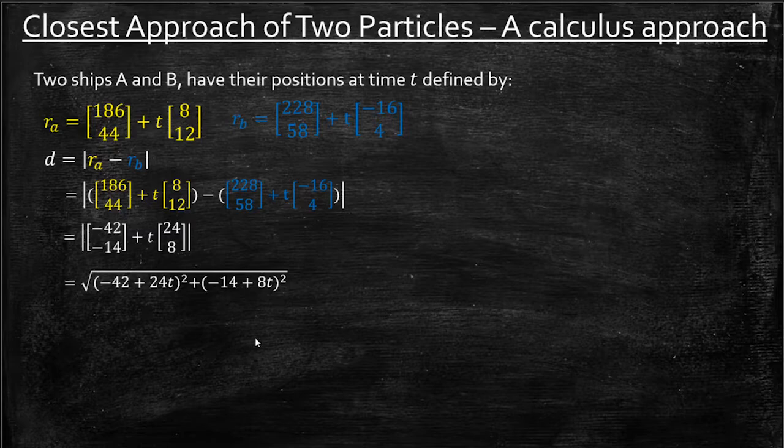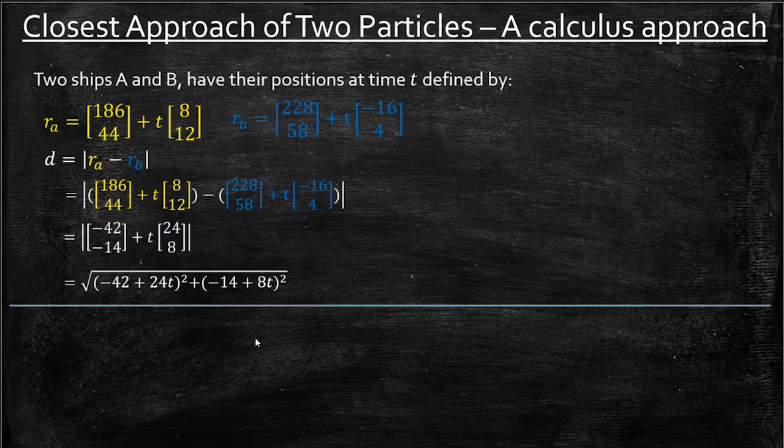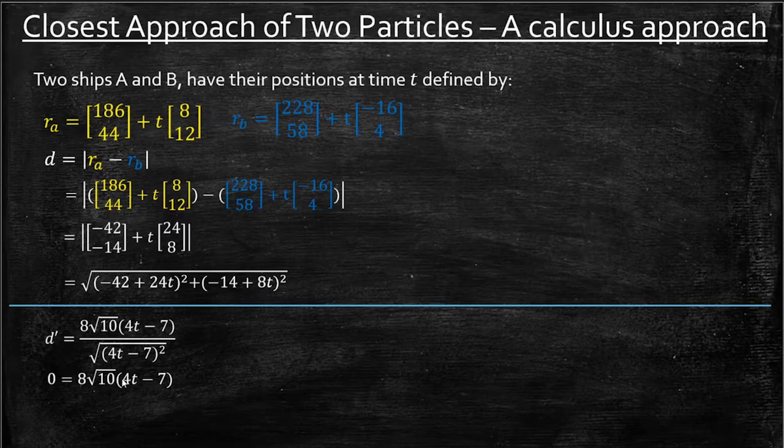Now, this is an optimization problem because we want to find the minimum distance, so we're going to find the derivative. The derivative, when you plug it into your calculator, will come out with that. But again, make sure you can do these by hand. And we'll make that derivative equal to 0. That gives us this equation over here. Now, obviously, this 8 root 10 doesn't really matter, so we're just solving t take away 7 equals 0. And that gives us t is 7 over 4.